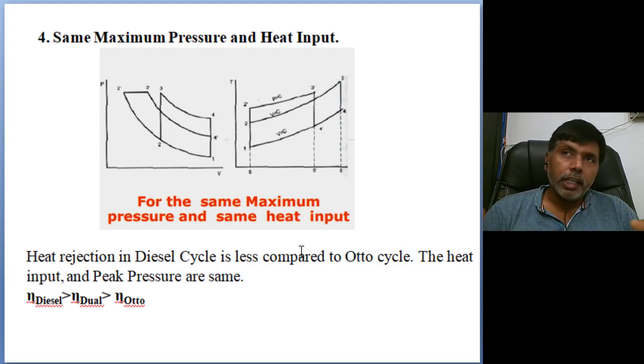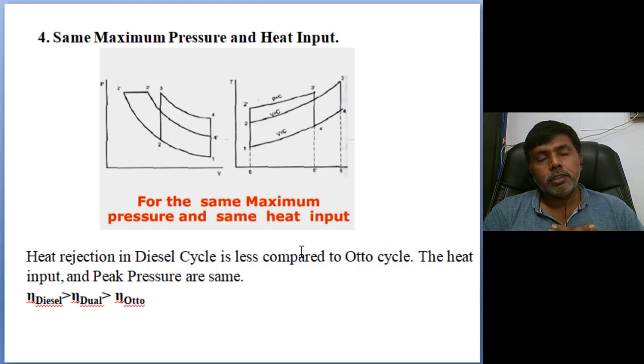That's why in common life we commonly compare that diesel engine cars give good mileage compared to petrol engine cars. Where is the comparison base? That comparison base is peak pressure and peak temperature. The peak pressure and temperature of the diesel engine and petrol engine are the same, not the compression ratio.